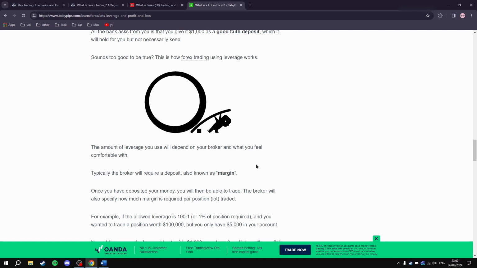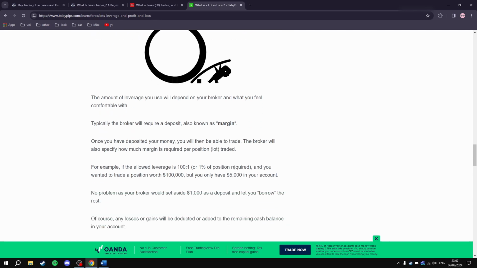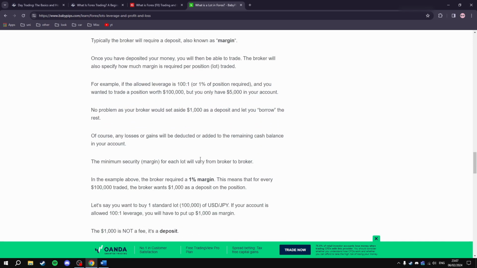The broker will also specify how much margin is required per position lot traded. For example, if the allowed leverage is 100 to 1 or 1% of position required, and you want to trade a position worth 100,000 but you only have 5,000 in your account, no problem, as your broker would set aside 1,000 as a deposit and let you borrow the rest. Of course, any losses or gains will be deducted or added to the remaining cash balance in your account. The minimum security margin for each lot will vary from broker to broker. In the example above, the broker required a 1% margin.